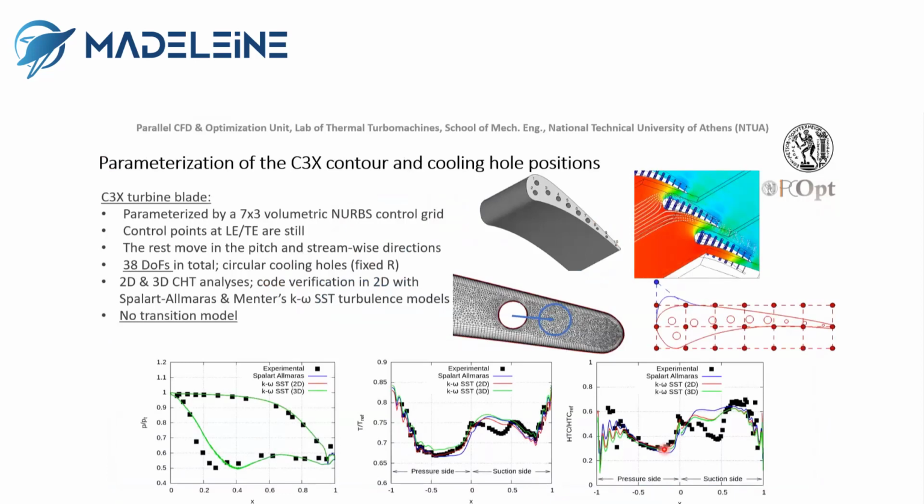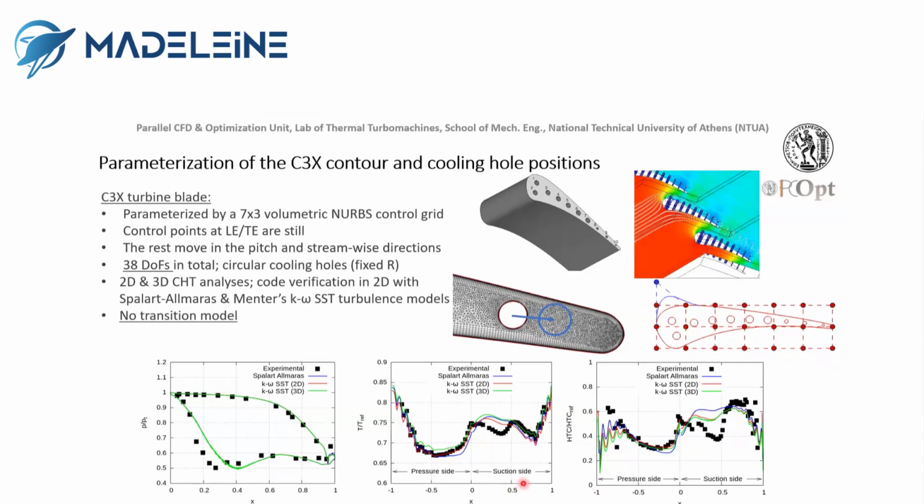Among the various cases studied within MADELEINE was the aerothermal optimization of the C3X internally cooled turbine. The blade is parameterized using a 7x3 volumetric NURBS control grid. Depending on the optimization study, the blade shape, the cooling holes, or both are allowed to vary. In the case of the cooling holes, the radii remain constant. Only the position of their center is allowed to change.